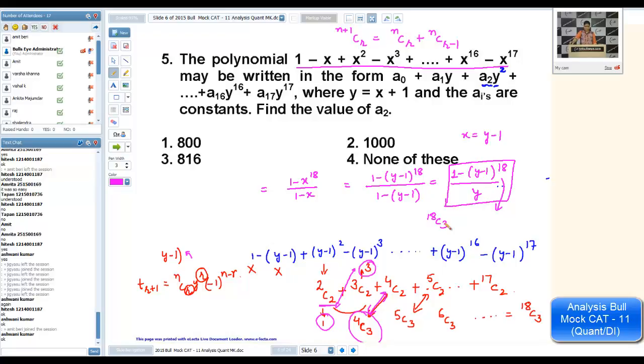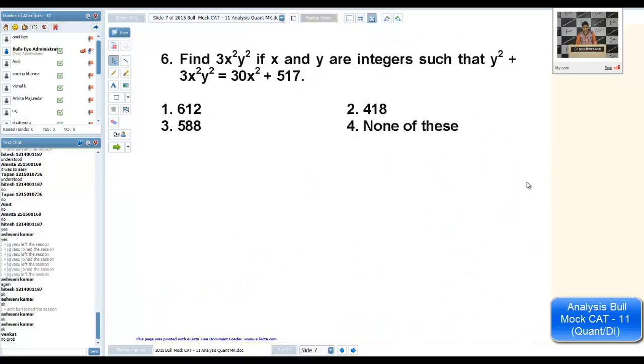Yeah, still any problem in anything? Okay, so let us move. Question number 6. Last year and the year before, there were many questions on integral solutions. This is one of them. Any problem in this question?